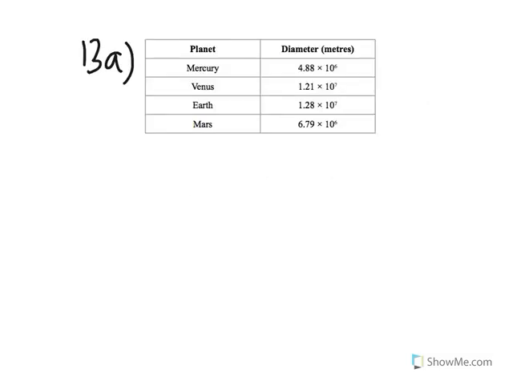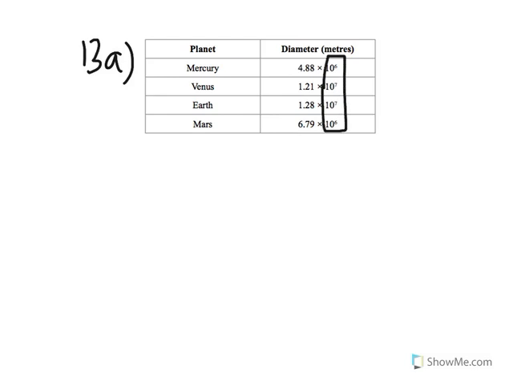Alright, question 13 is standard form, and it gives you the diameters in meters of four planets, all in standard form. Now you have to figure out which planet has the largest diameter. What I look at first is this number here, 10 to the power of whatever. All of these numbers are between 1 and 10 and in the same format, so you just have to first look at this part.